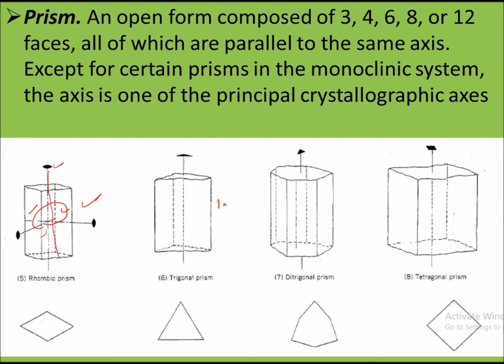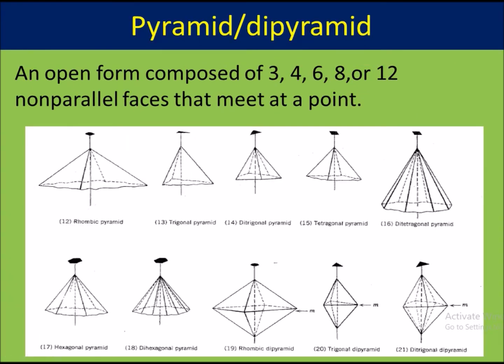Here you can see trigonal prism. Similarly, you can see tetragonal prism. So the basic characteristic of the prism form is that all the faces are parallel to the same axis. Then pyramid is also an important form. Especially you will see the pyramidal form in the hexagonal crystal system. This is another form which is composed of 3, 4, 6 or 12 non-parallel faces that meet at a point. You can see here all the faces are meeting at a common point. So this is the characteristic of the pyramid.